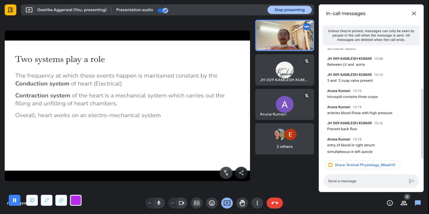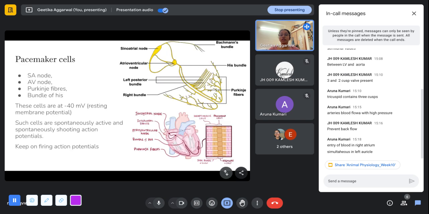And this is a mechanical system which carries out this contraction and relaxation, leading to the filling and unfilling of the heart chambers. So, overall, the heart works on an electromechanical basis. So, there is an electrical and a mechanical component to the pumping of blood through the heart. Now, let's get further and discuss this conduction system.